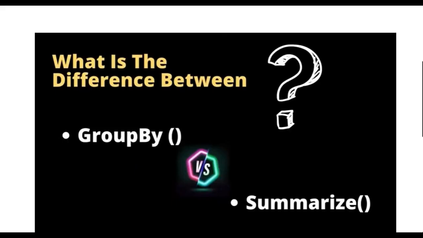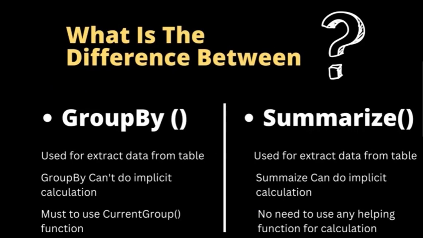The next question is, what is the difference between GROUPBY and SUMMARIZE functions in Power BI DAX? So what is the difference between both? GROUPBY is used to extract data from a table, whereas SUMMARIZE is used to extract data from the table itself. GROUPBY can't do implicit calculation, so you need to add some other function with it. SUMMARIZE can do implicit calculation. GROUPBY needs the help of CURRENTGROUP or any other function, but SUMMARIZE doesn't need any helping function for calculation. So this is the difference between both.